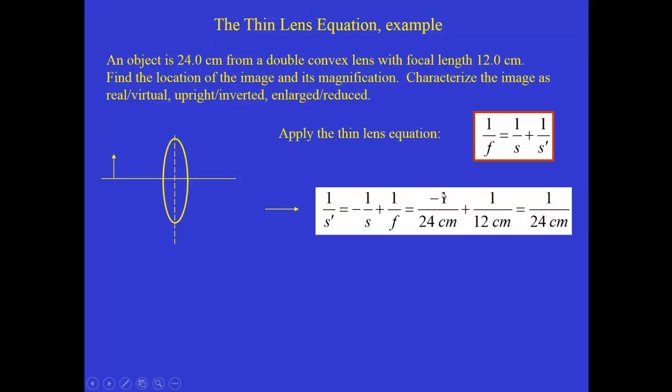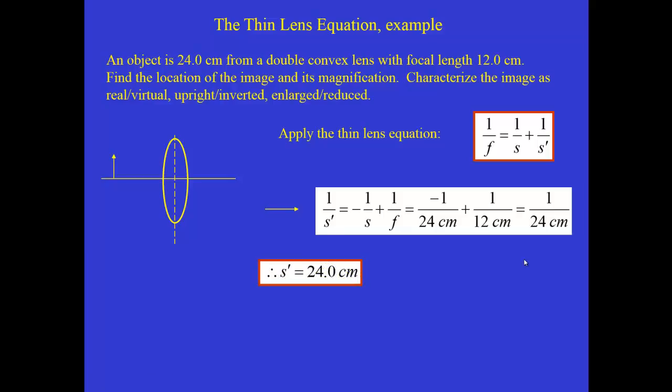There's a minus sign here. S is 24. That's a positive value because we have a real object. The light actually is coming from the object to pass through the lens. The focal length is positive because it's a converging lens. And when we simplify, we get 1 over 24 centimeters. So 1 over S prime is 1 over 24 centimeters. That means S prime is equal to 24 centimeters.